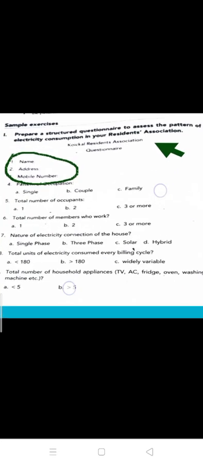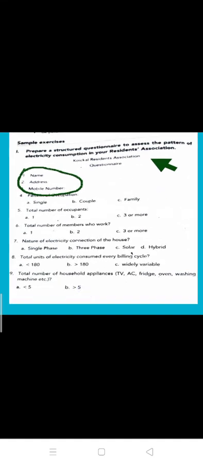So, this is a questionnaire that is given in your text. So, you can follow this model when you're framing your questionnaire for the exam. The question is: prepare a structured questionnaire to assess the pattern of electricity consumption in your residence association.